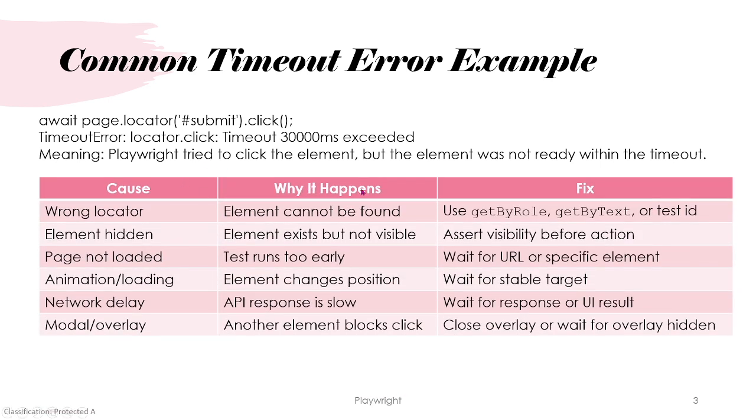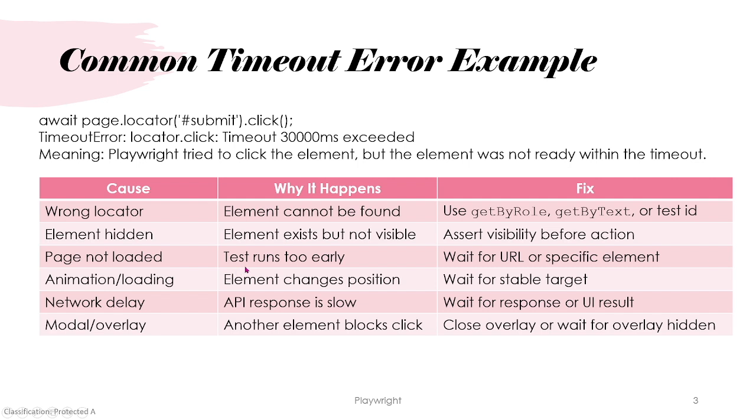Cause, why it happens, and the fix. Locator: the element cannot be found. Use getByRole, getByText, or test ID. Element handling: the element exists but is not visible. Use an assertion for visibility before the action. Page not loaded.